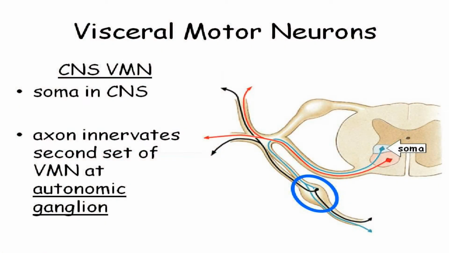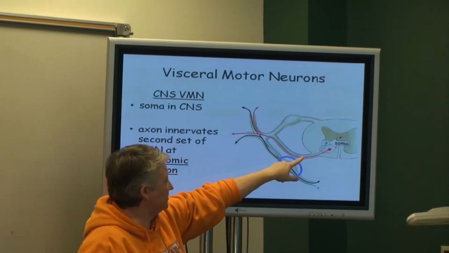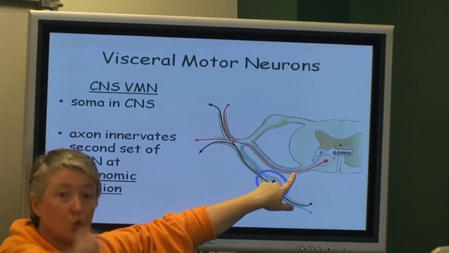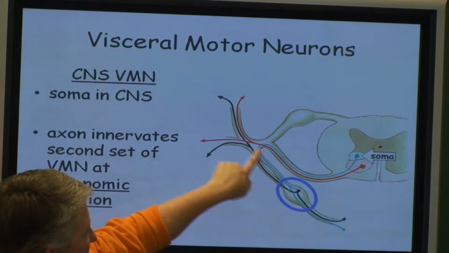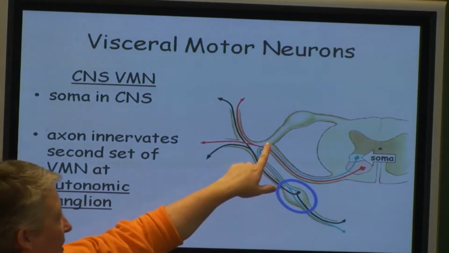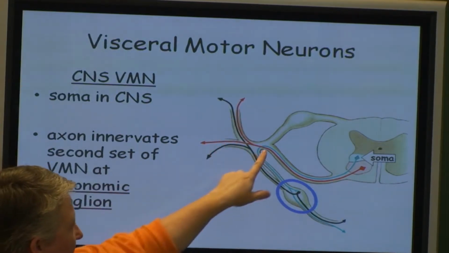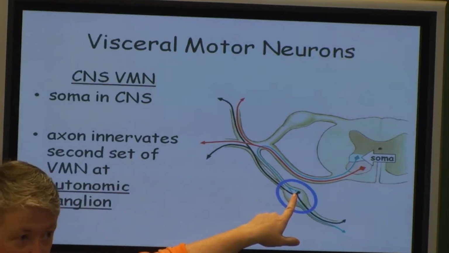All right, so in this diagram, this visceral motor neuron starts out in the spinal cord. The axon comes out what? What's this called? The ventral root. Okay. And then it enters what's called the rami communicantes. The communicating rami. Not the dorsal ramus, not the ventral ramus, but the rami communicantes. The communicating ramus. Rami.